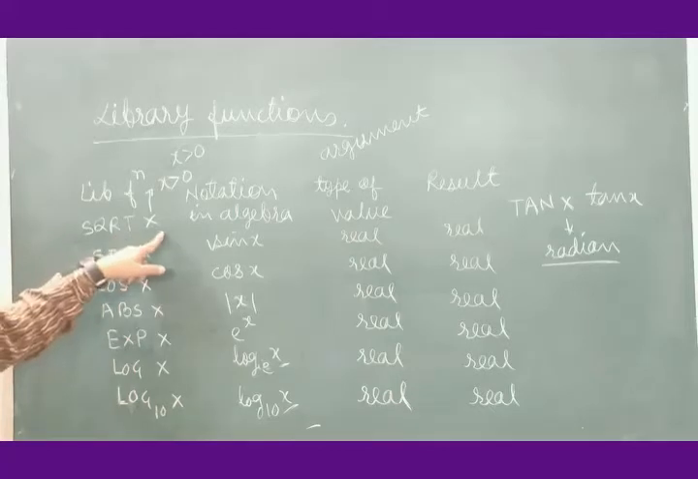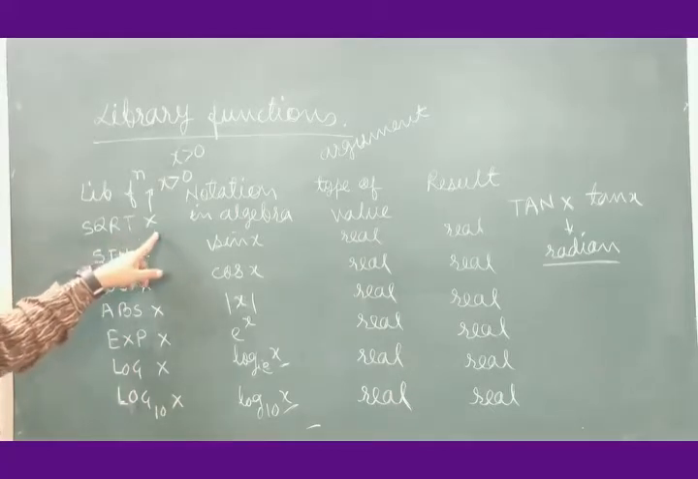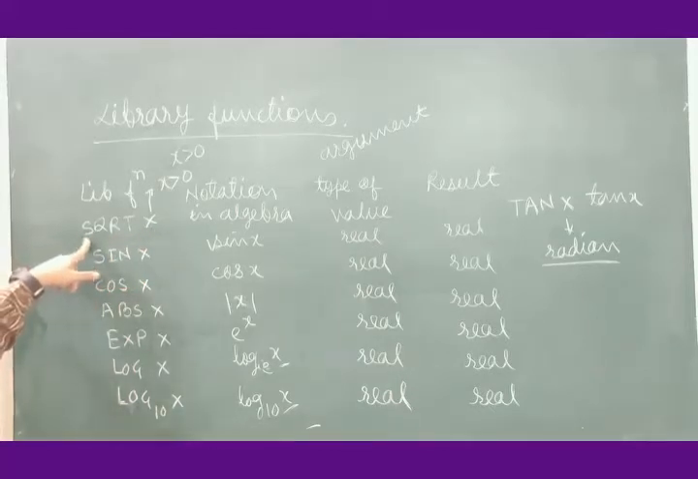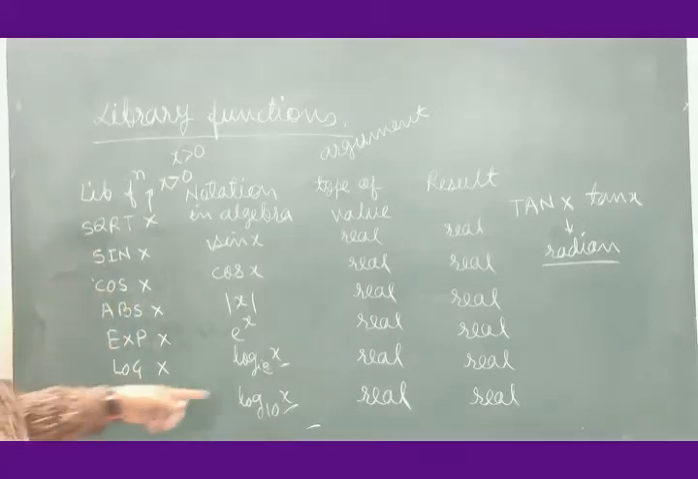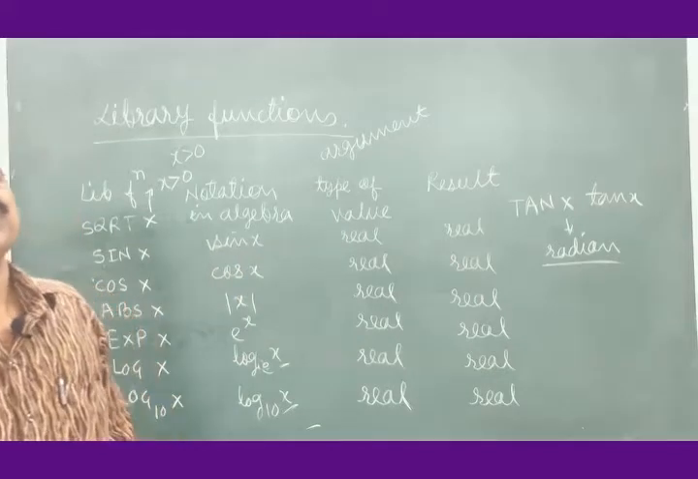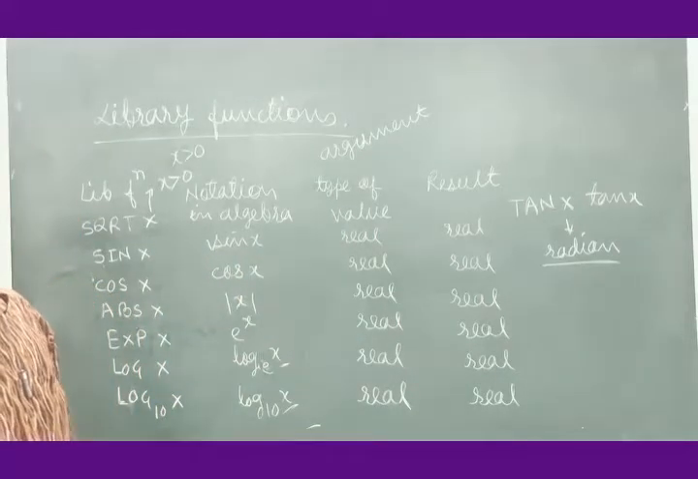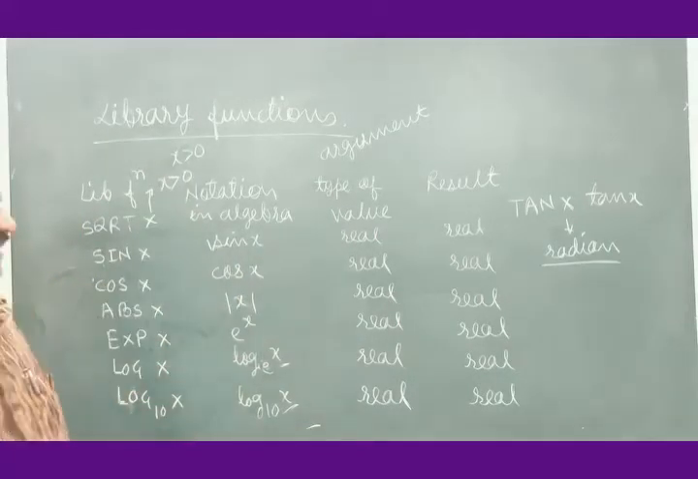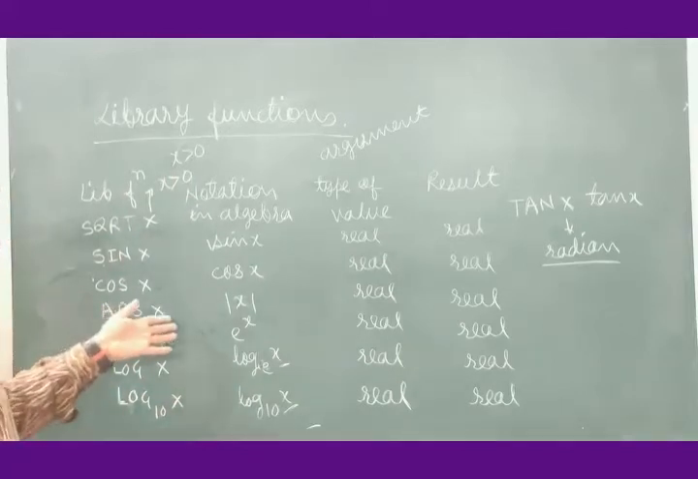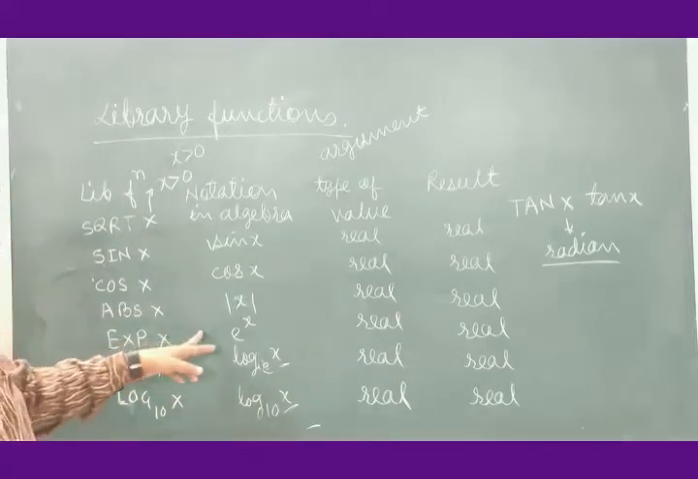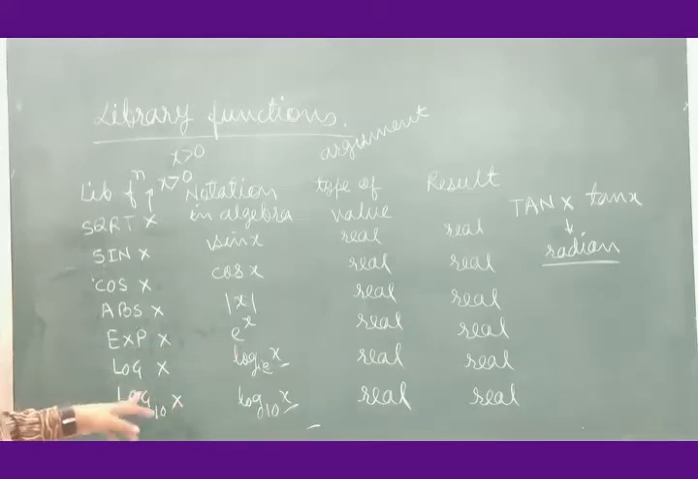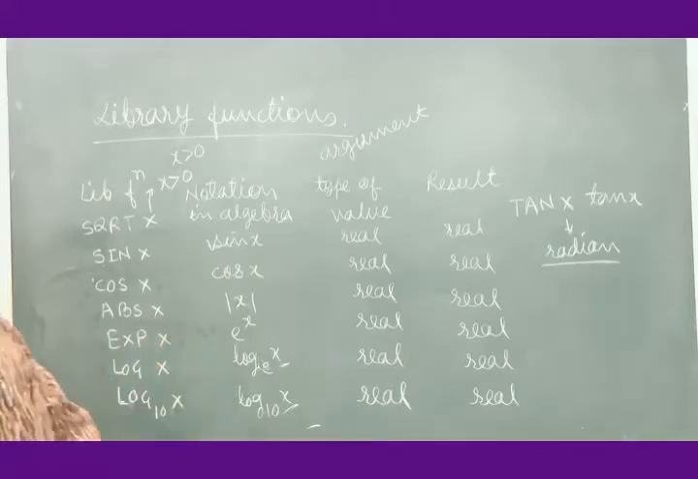Square root of x, SQRT is the word used for square root in Fortran. SIN, COS, TAN are the words used for sine, cosine and tangent, and x is the argument. Similarly, absolute value of the argument, exponential of the argument, logarithm to the base e of the argument, logarithm to the base 10 of the argument.